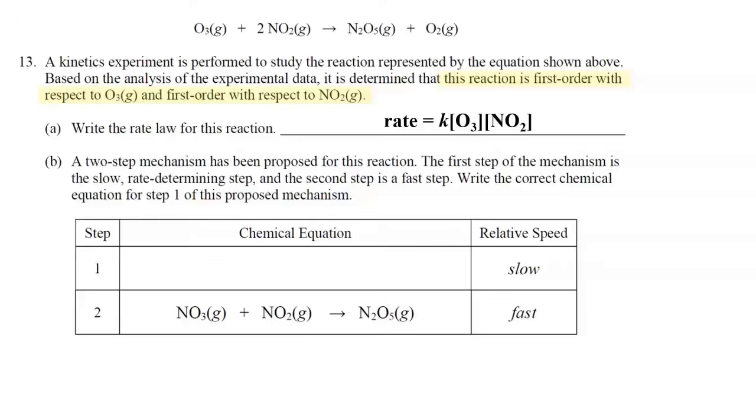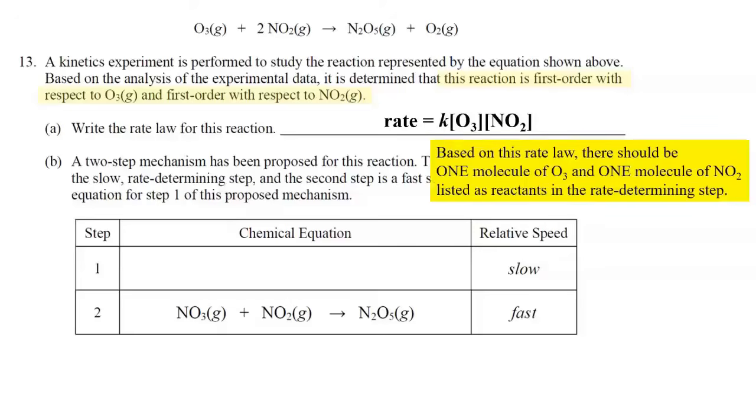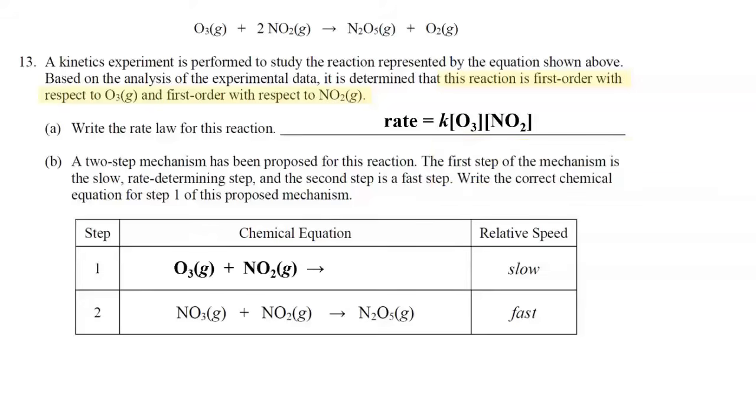Now in part B, it says a two-step mechanism has been proposed for this reaction. The first step of the mechanism is the slow rate determining step, and the second step is a fast step. Write the correct chemical equation for step 1 of this proposed mechanism. So let's focus on the fact that we know it's first order with respect to O3, and it's first order with respect to NO2. So that means that there should be on the reactant side in step 1, because that is the slow rate determining step, one molecule of O3 and one molecule of NO2.